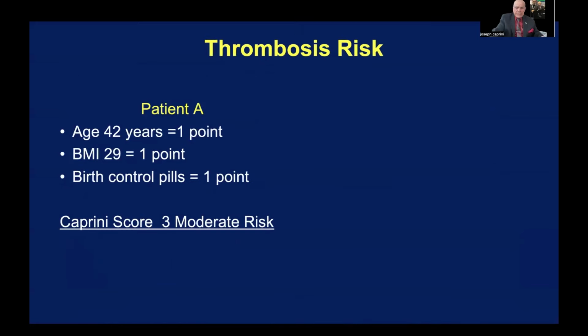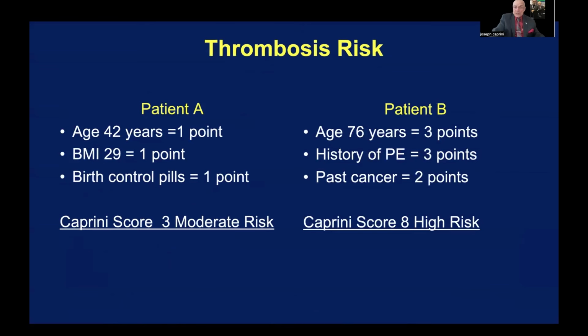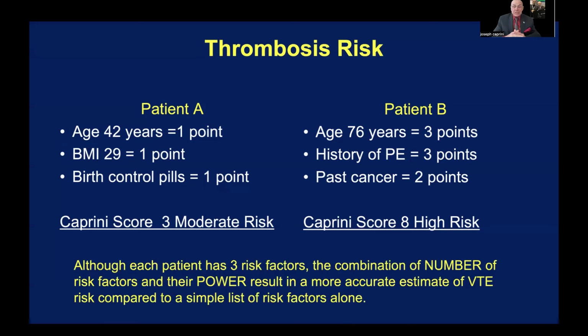Now, let us take a further look into the Caprini score. This is a patient that's 42 years of age with a BMI of 29 and on birth control pills. The patient has 3 risk factors. The Caprini score is 3 because each of them is worth a point. Now, here's another patient who only has 3 risk factors, but is aged over 75, with a history of pulmonary embolism and a past cancer. So, although each patient has 3 risk factors, the combination of number of risk factors and their power results in a more accurate estimate of VTE risk compared to a simple list of risk factors alone.